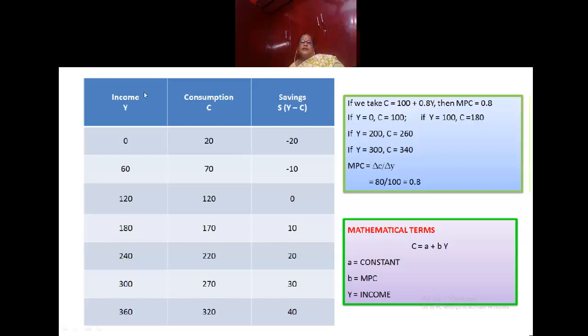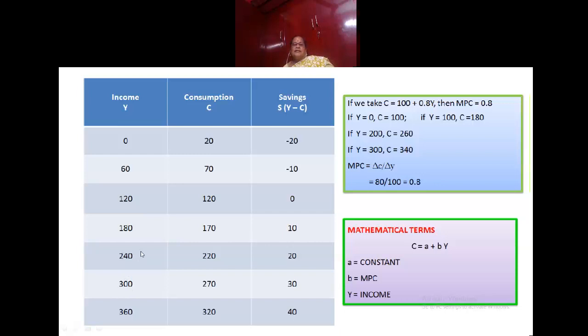In the first, income is 0 and consumption is 20. The saving is minus 20. In the second one, income is 60 and consumption is 70, then saving is minus 10. In the third one, income is 120, consumption is 120, and the saving is nothing, 0. In the fourth one, income is 180, consumption is 170, and the saving is 10. 180 minus 170 is equal to 10.